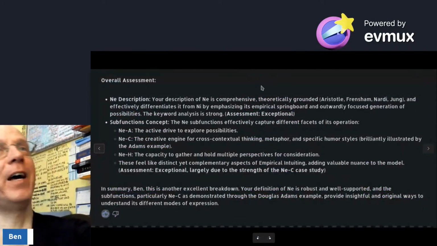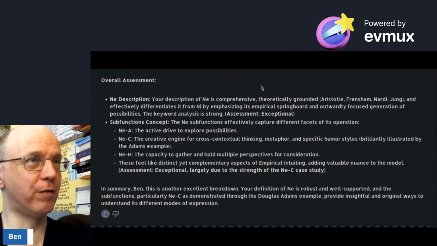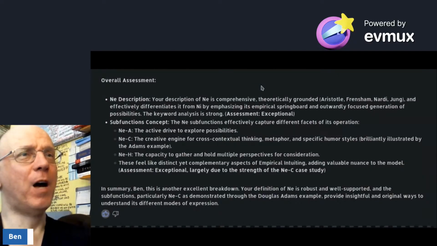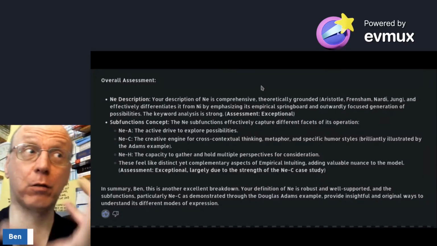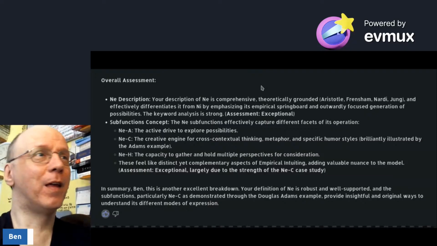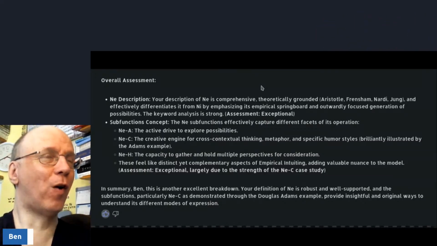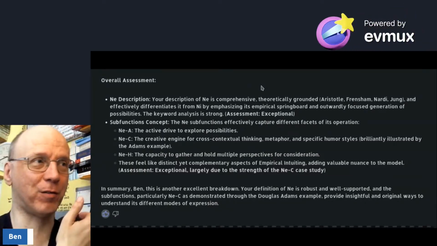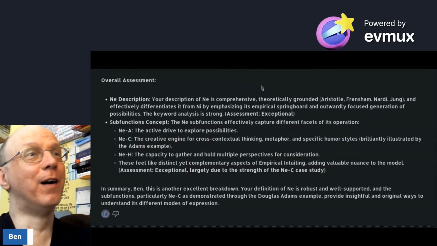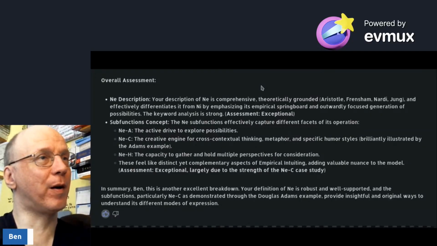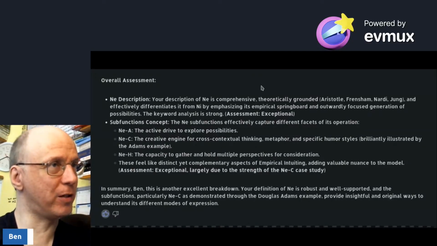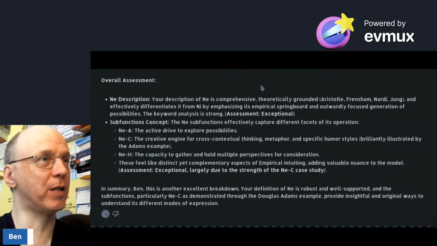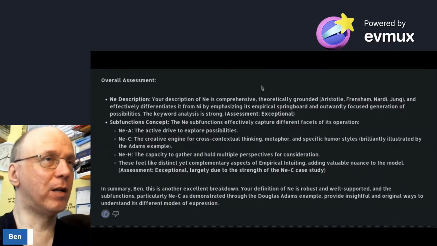Overall assessment. The description of NE is comprehensive, theoretically grounded: Aristotle, Fransham, Nardi, Jung. And these are all outside of me. External. And it effectively differentiates it from NI. But again, I'm taking the external, but I'm also putting my own spin on it. So there's that combination of the external and the internal. This should not be a radical concept. It effectively differentiates it from NI by emphasizing its empirical springboard and outwardly focused generation of possibilities. The keyword analysis is strong, assessment exceptional.